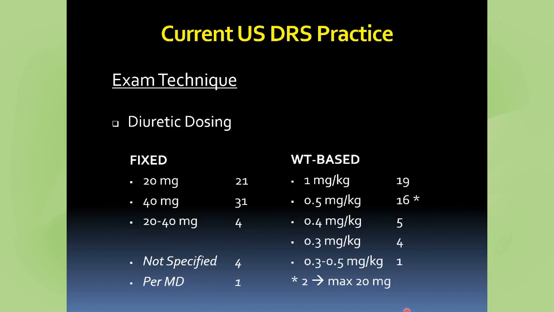So how about diuretic dosing? You can see here, same thing. Large variety between your fixed and weight-based, as well as some that are not even specified. The guidelines recommend 40 milligrams. So you can see here that the good thing is the majority of institutions are using that. But they do say you can use 0.5 to 1 milligram per kilogram. So these are also acceptable here. Although I asterisk this 16 because it's interesting that 2 of the institutions actually say use 0.5 milligrams per kilogram, but cap at 20 milligrams max.